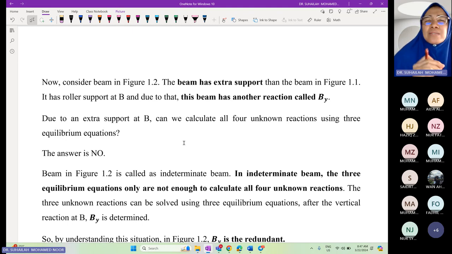So, yang satu tu pun reaction. Empat-empat ni reaction. Okay, empat-empat ni reaction. That's why kat sini selalu ada sebut remaining reaction. Sebab redundant pun reaction. Redundant is reaction. So, lepas you dapat reaction ni, dia ada remaining three. So, remaining three ni yang kita akan solve guna equilibrium equation. And also, superposition method also can.